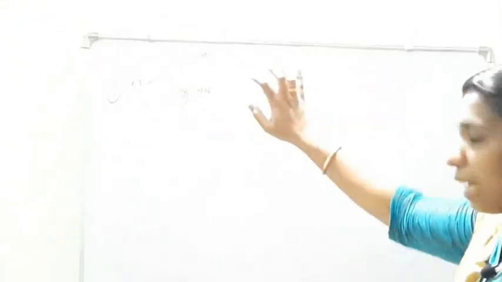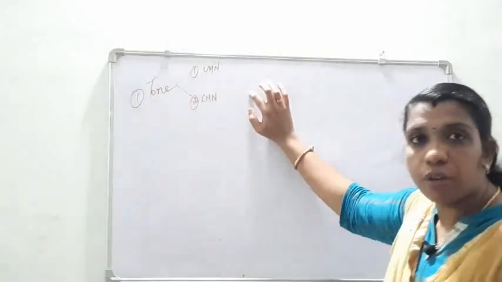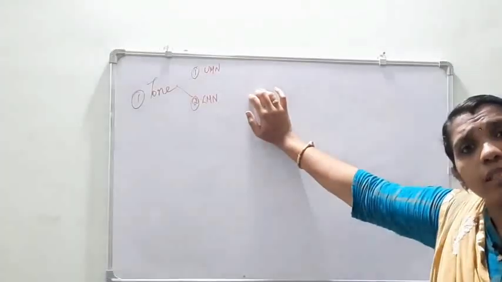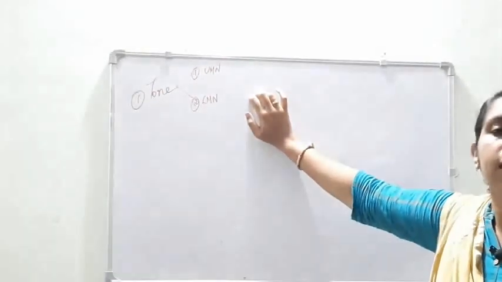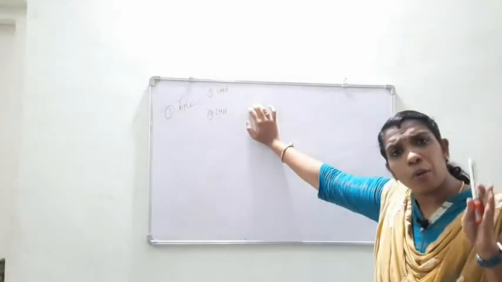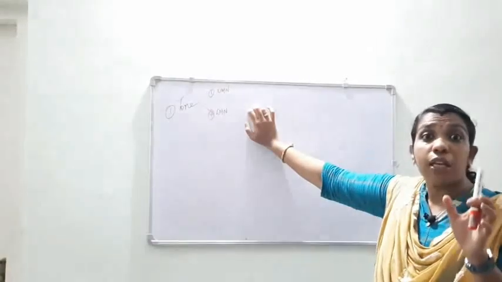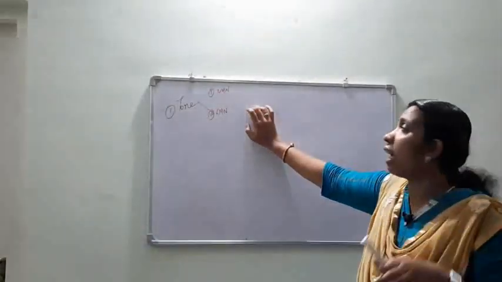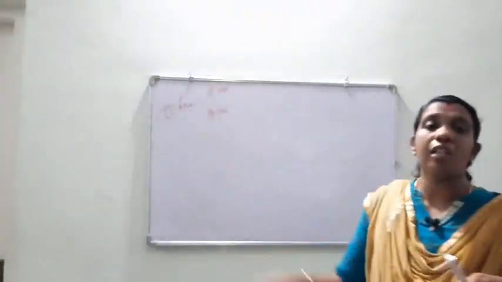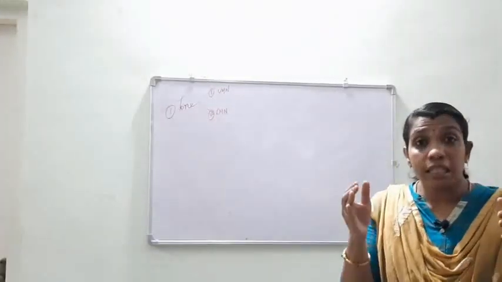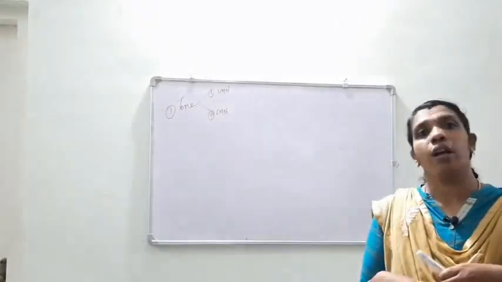Suppose, if the lower motor neuron is intact, what happens to the tone? The tone will be more. Why? The gamma segment, that is the lower motor neuron, is intact. So the gamma segment is also intact. So the tone is more in case of upper motor neuron lesion, because the upper motor neuron is the thing which modulates the tone of the muscle.